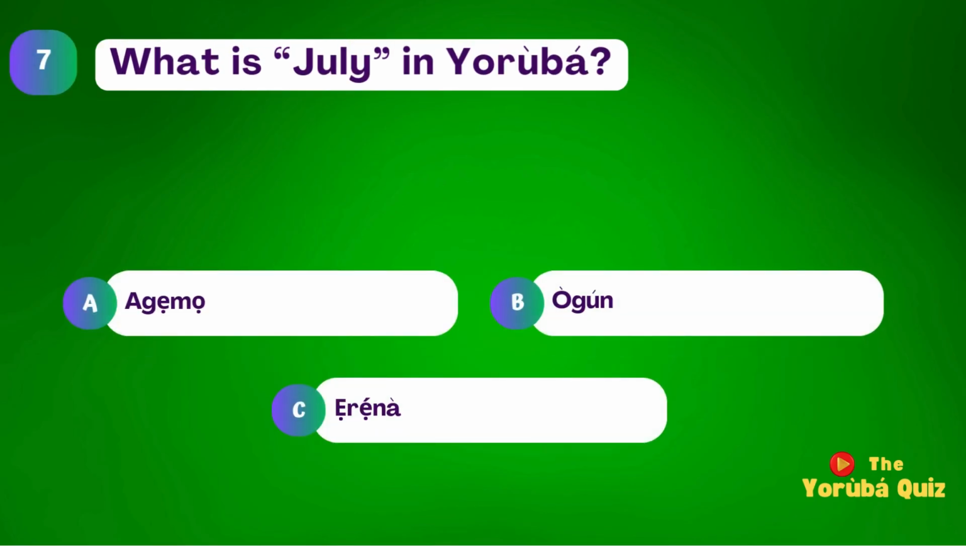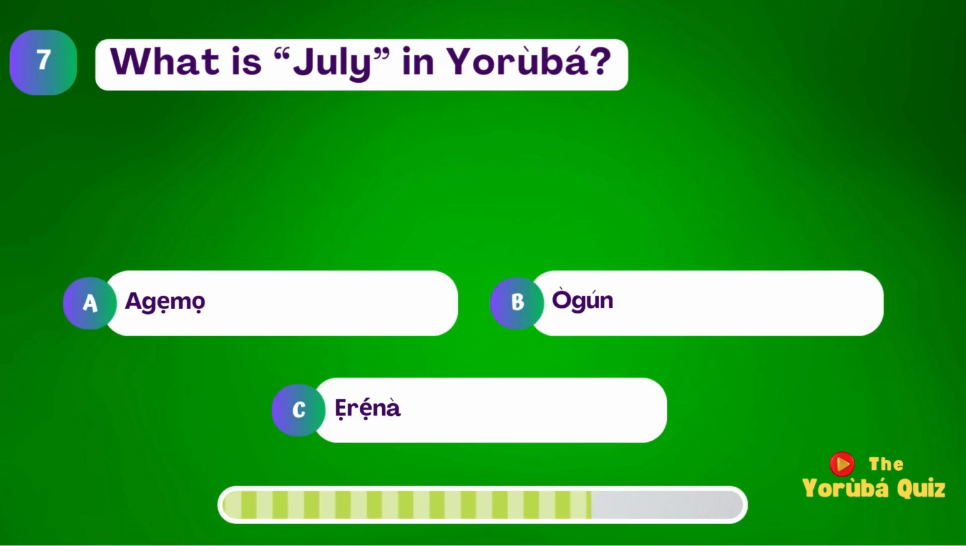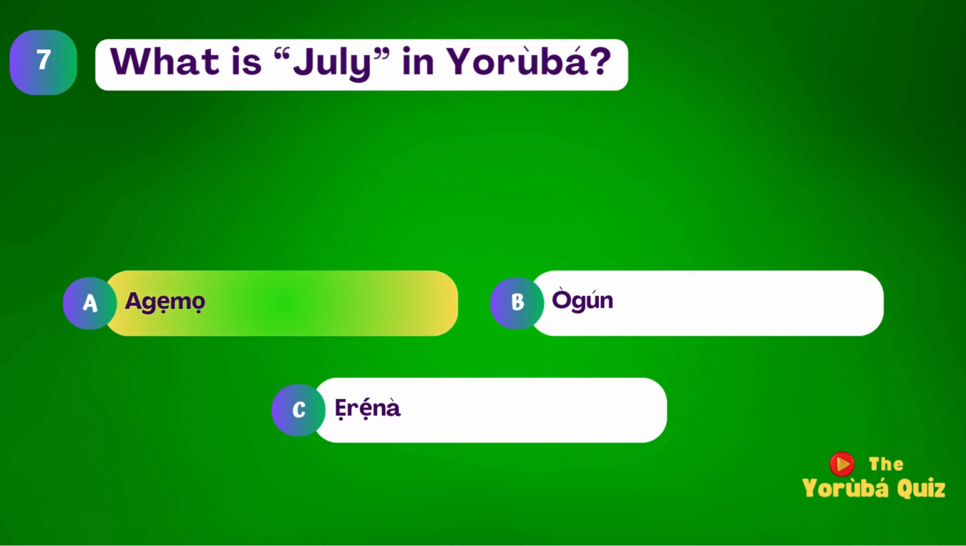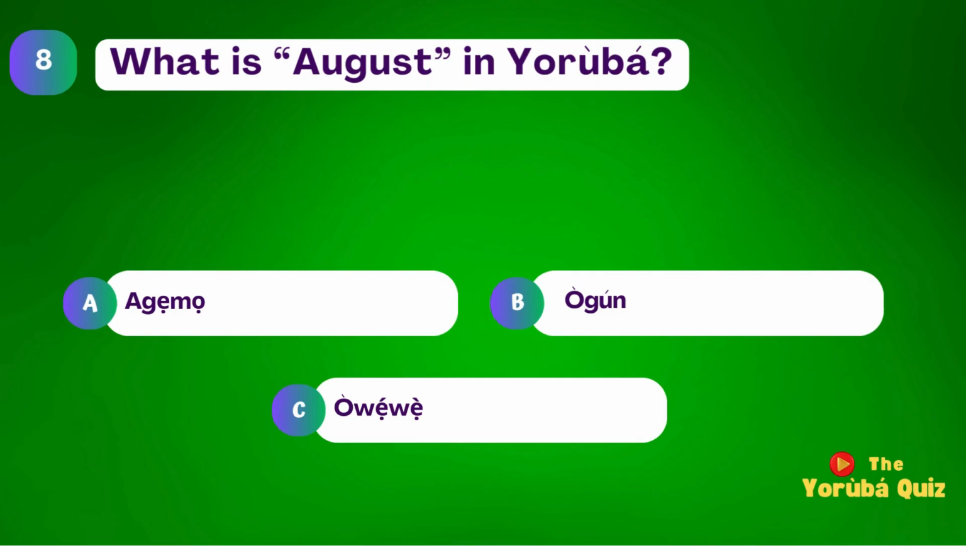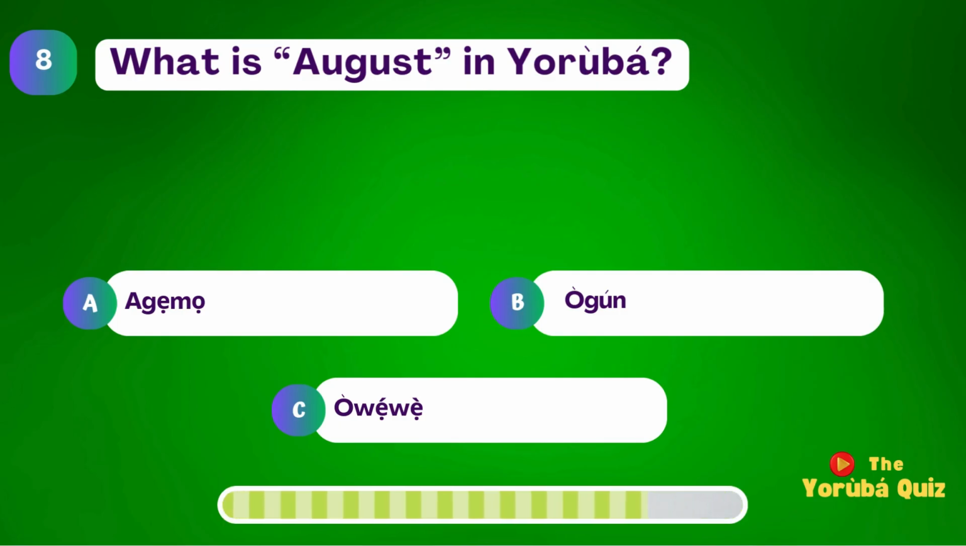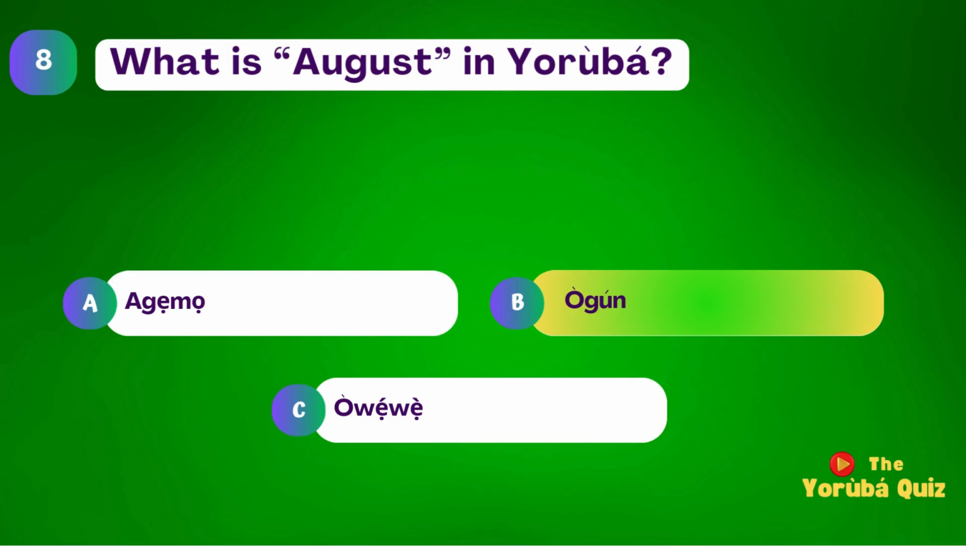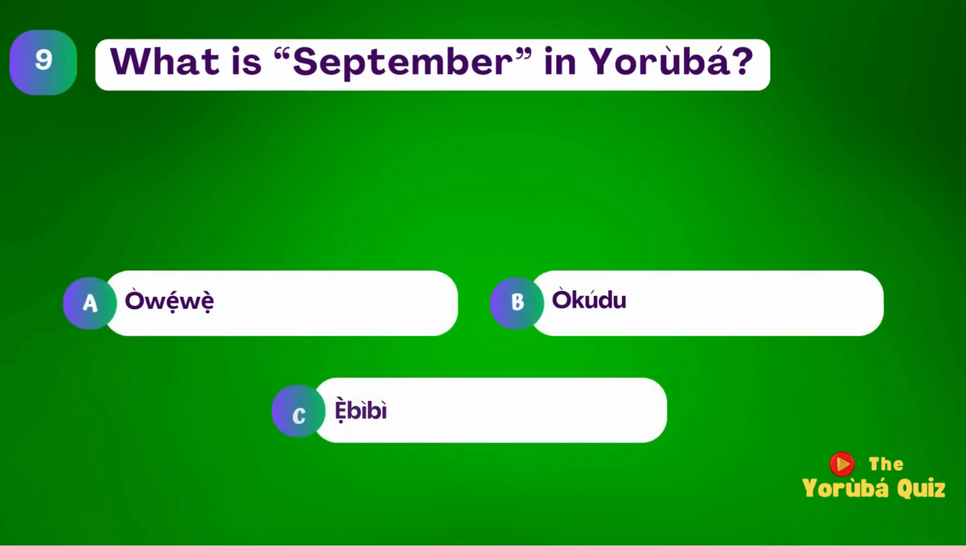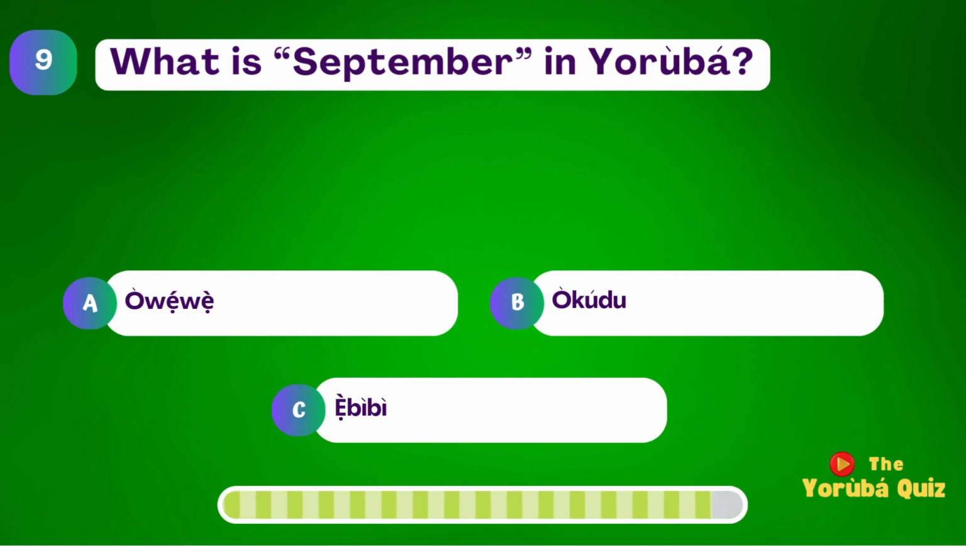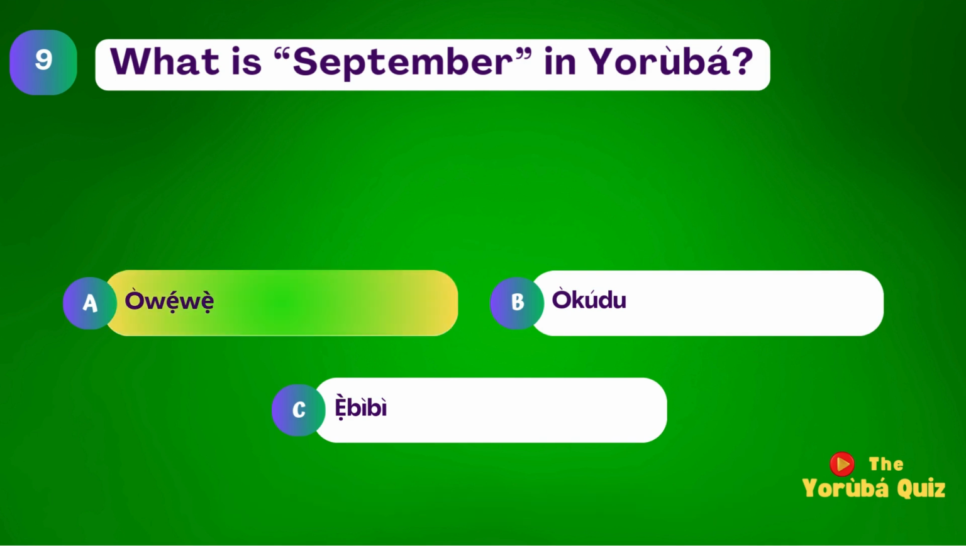What's July in Yoruba? Agẹmọ. What's August in Yoruba? Ògún. What's September in Yoruba? Ọ̀wẹ̀wẹ̀.